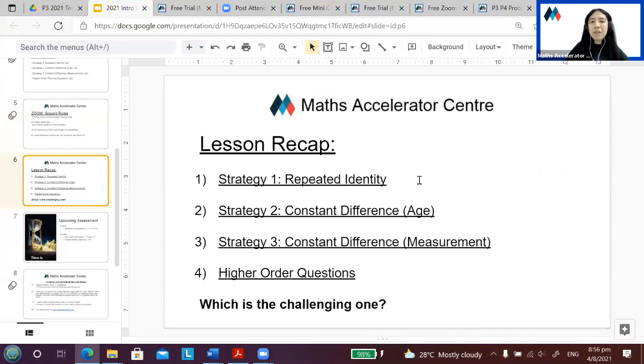Okay. So to recap, we had 3 strategies and a few higher order questions. The first strategy was repeat the identity. The second was constant difference for age. The third was constant difference for measurement. And the fourth is our higher order questions. So which one do you think was the most challenging? If you think it's strategy 1, you can put 1. Strategy 2, you can put 2, 3, and 4, and so on.